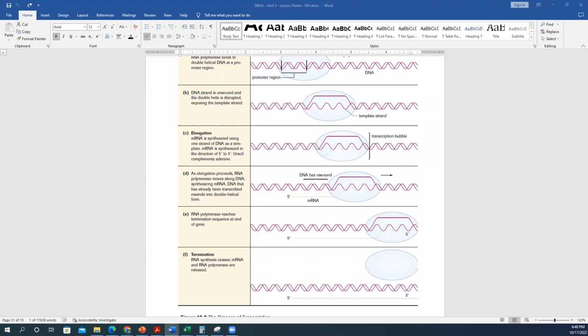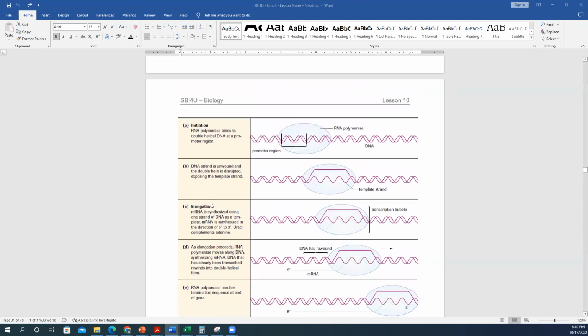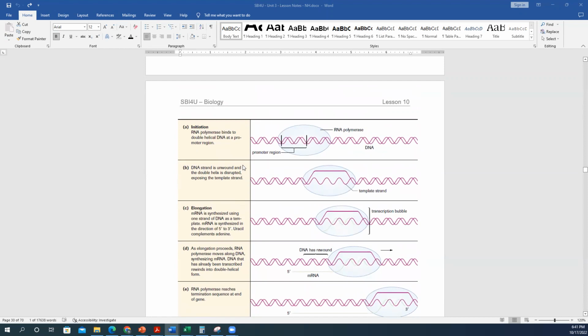So just to start talking about the first stage, stage 1 is initiation. Initiation is when you have this enzyme called RNA polymerase binding to a certain region on the DNA, which is in front of, or upstream of, the actual gene that is being copied. So it's upstream of it, just ahead of it. And this region that the RNA polymerase binds to is called the promoter region.